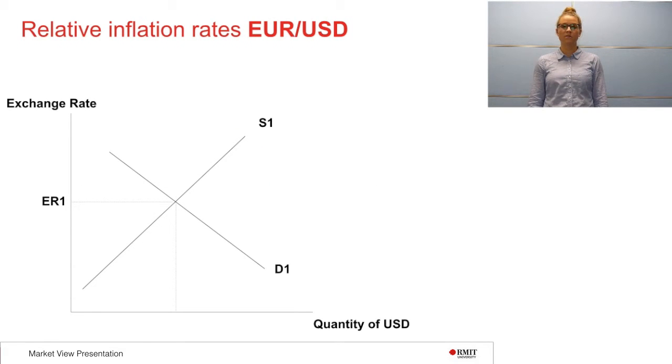The conclusions in the previous slides lead to the US demand curve shifting to the left and the supply curve shifting to the right. As illustrated, these two effects will lead to a fall in the value of the US dollar, and the US dollar will depreciate against Euro as a result.